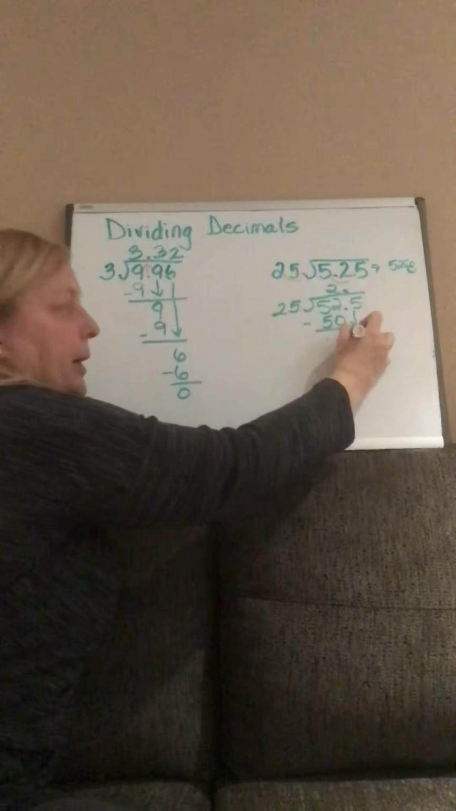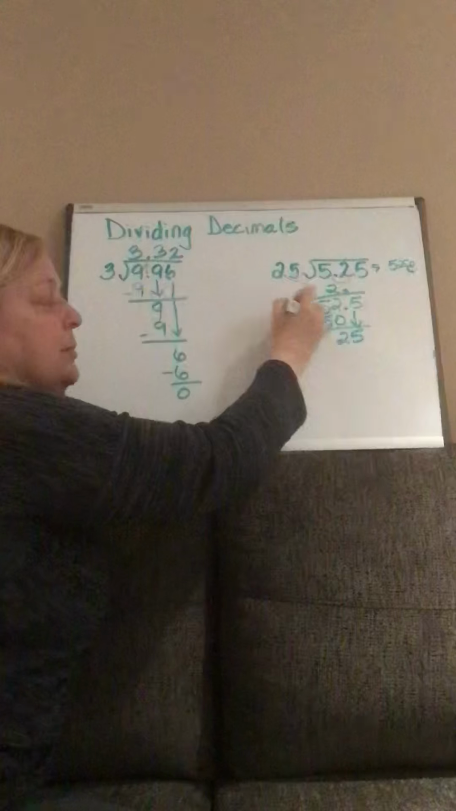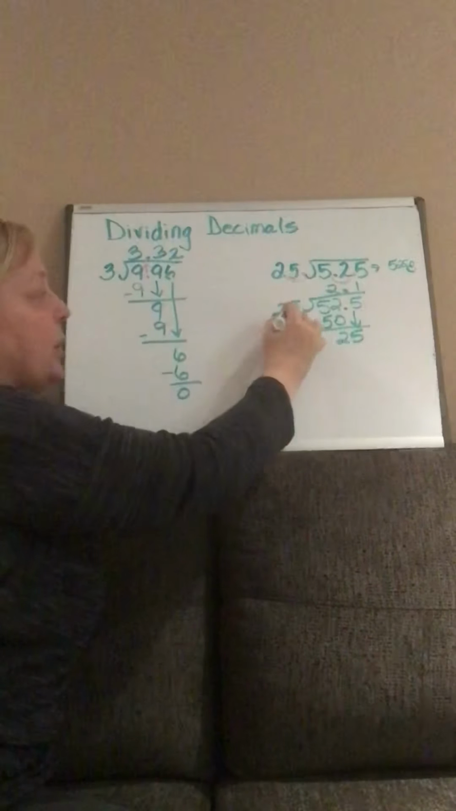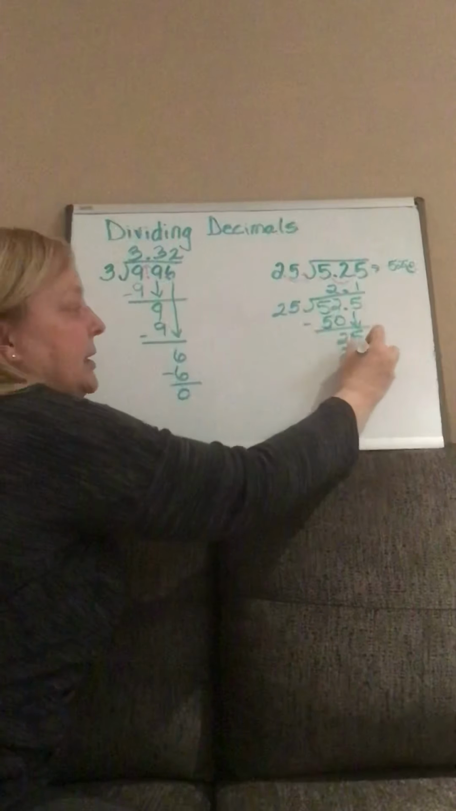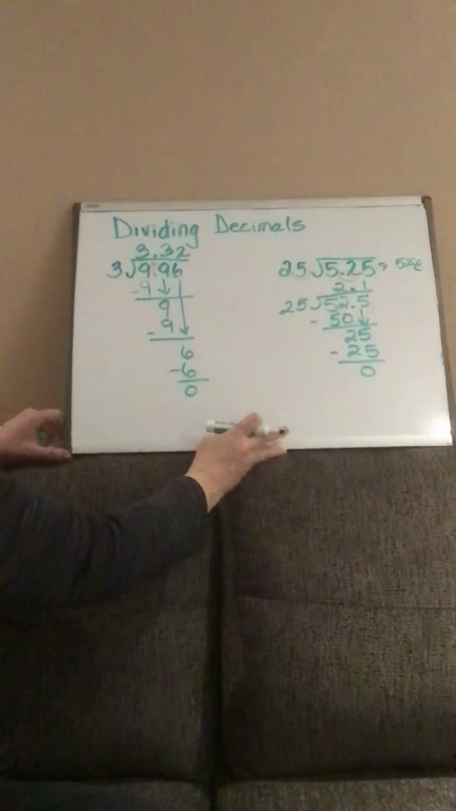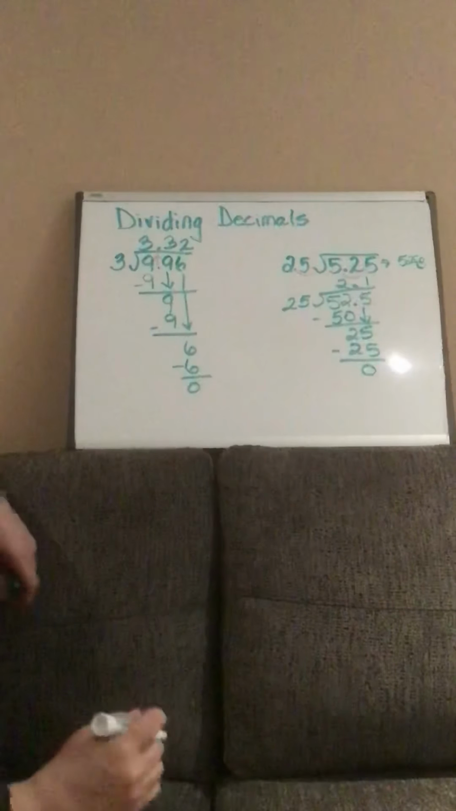Bring down the 5. How many times does 25 go into 25? It goes once. 25 times 1 is 25. Subtract, and I get a 0 remainder again.